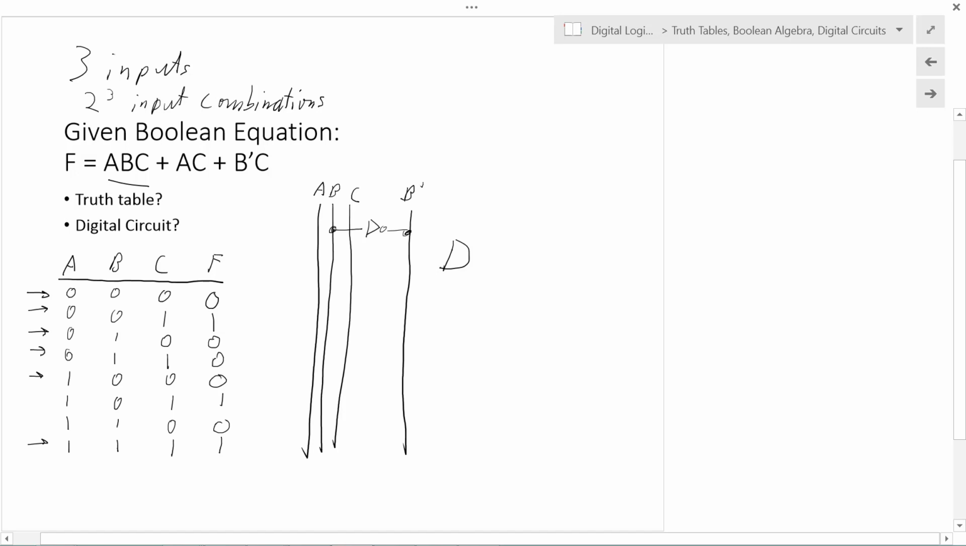Let's draw an AND gate, connect it to A, B, and C. So A and B and C for this first term. Then we will look at A ANDed with C for our second term.